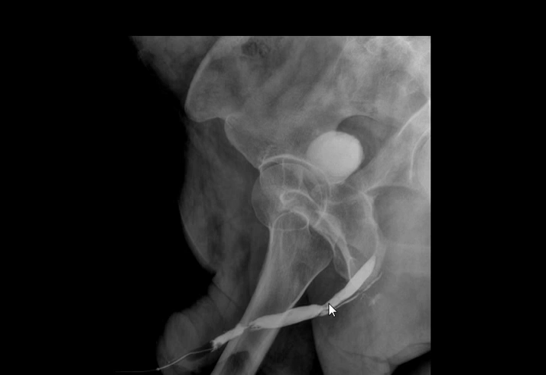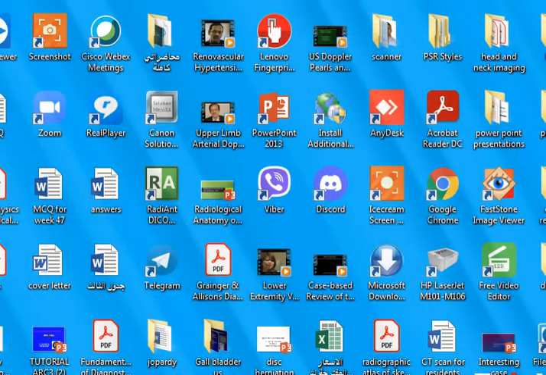Okay? Whether this is a normal gland filling with contrast, or a fistulous tract, this is an extra finding. However, the most important findings here are the multifocal narrowings. Okay? Good.